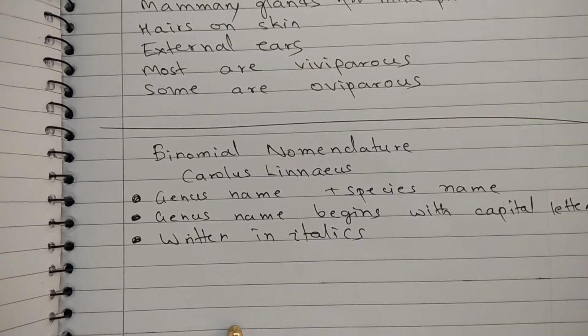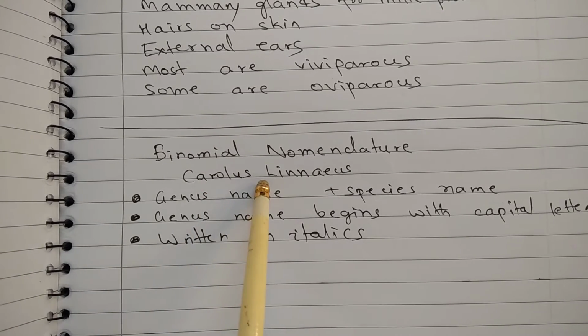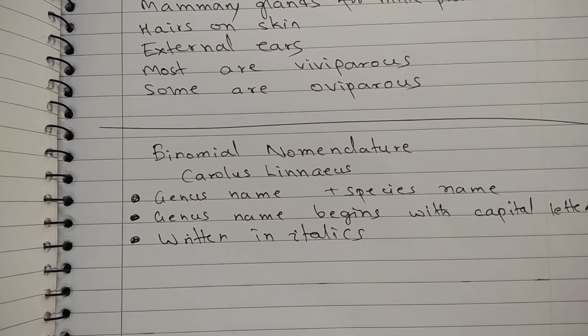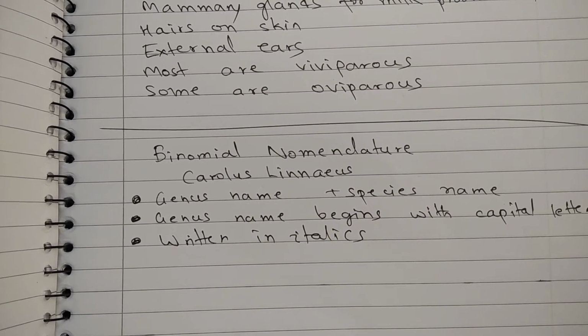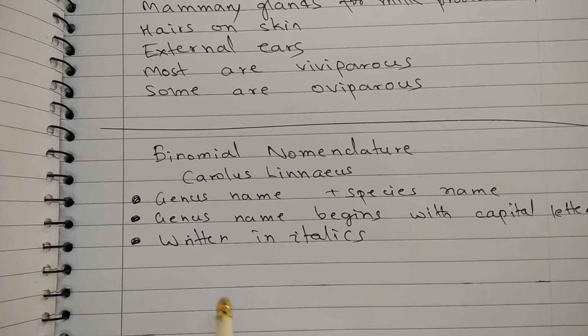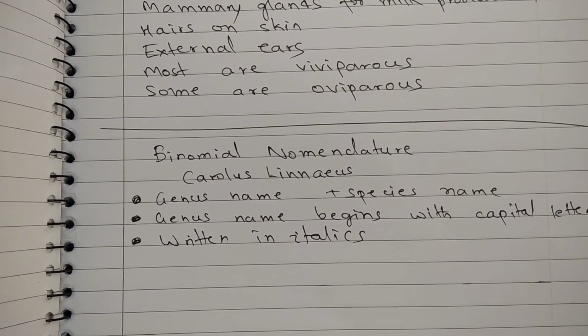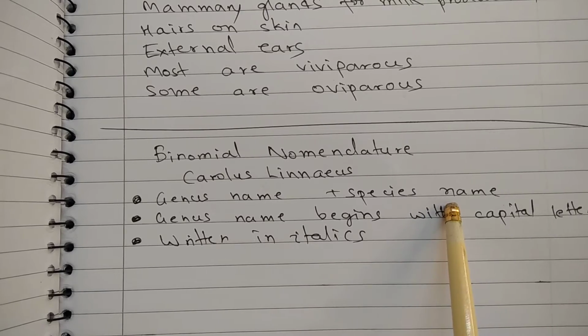Let us now talk about binomial nomenclature. The binomial nomenclature is used for writing the scientific name of animals and plants. It was proposed by a scientist, Carolus Linnaeus. As per this system, a biological name contains 2 names. The first one is called genus name and the second is called species name.